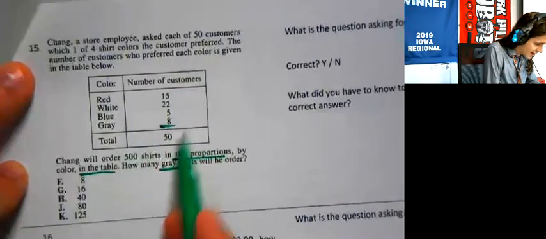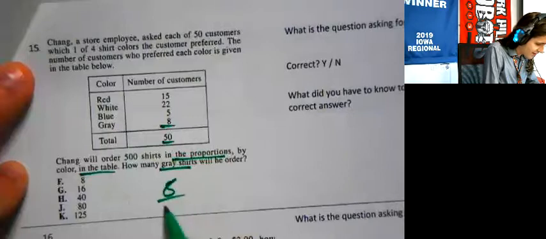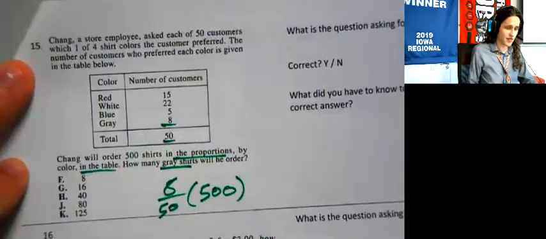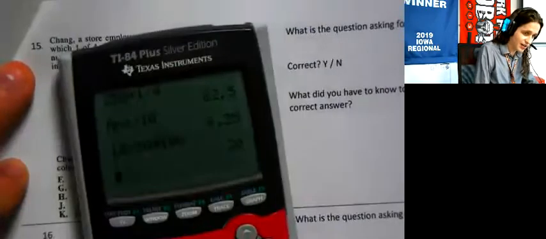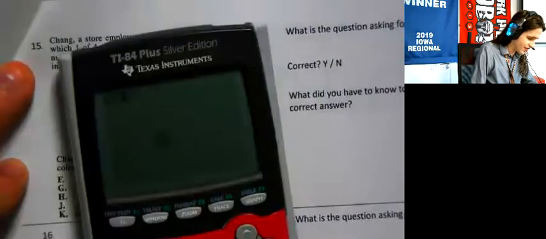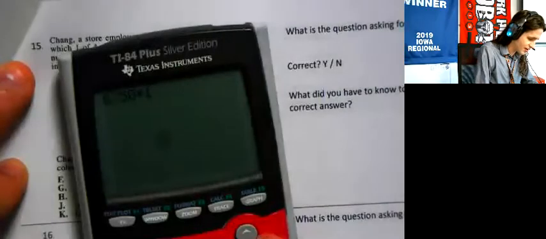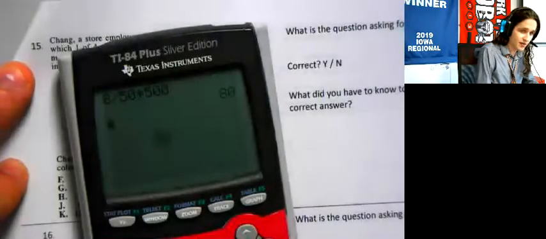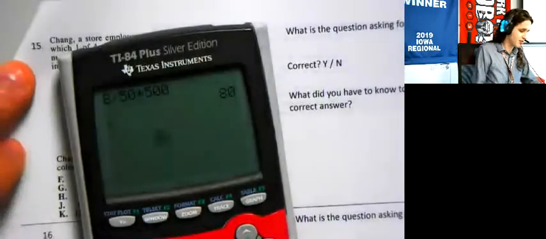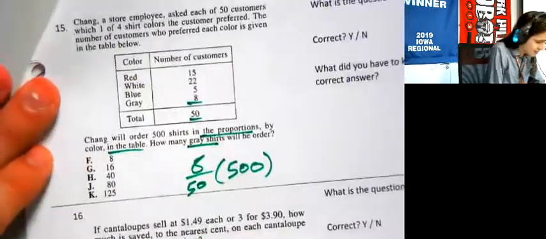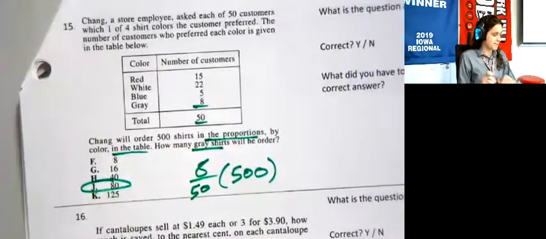So gray is 8 out of 50. So he's going to get 8 out of 50 of these shirts as the proportion times 500. What do we get when we put that in our calculator? 8 divided by 50 times 500. He's going to order 80 shirts. The idea is the proportion from the sample, he's going to use that to make his purchases. So the answer there is J, 80.